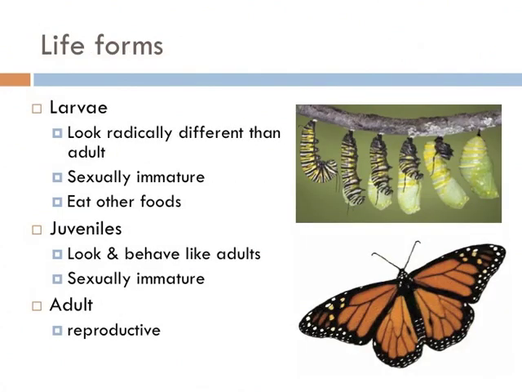Many insects have 3 different life forms. They start their lives out as larvae, which look completely different than adult form, and they typically eat completely different foods. Juveniles look and act a lot like adults, but they differ in the way that they're not sexually mature. Adults, however, are fully reproductive, meaning that they have the ability to produce offspring.